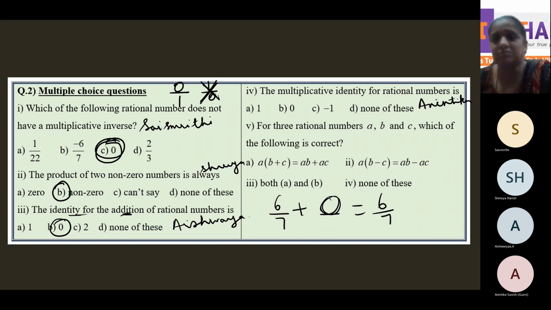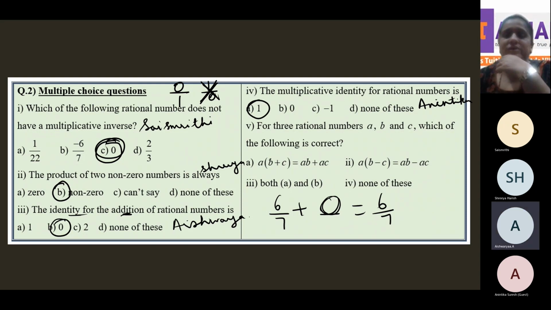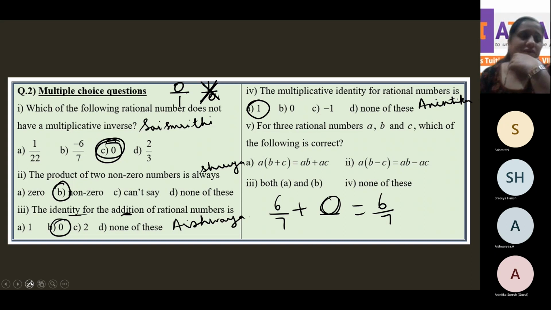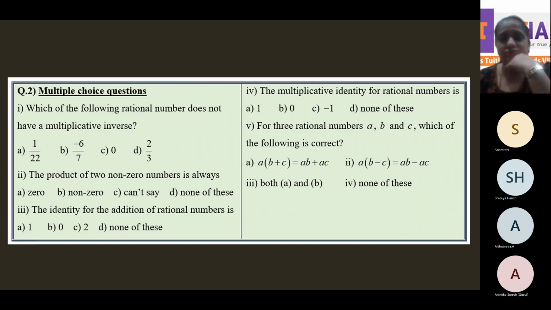Very good. Anantika? Ma'am, the answer is 1. Okay, good. Multiplicative identity is 1. Okay, next one. Anyone can answer? Ma'am, it's 3, both A and B. Anantika, both A and B, is it? Okay. Sai Smriti, tell me, what can you say about this? Just say something about this.